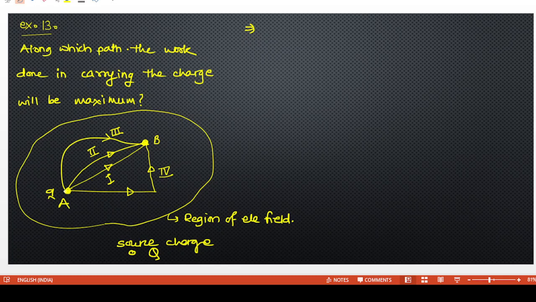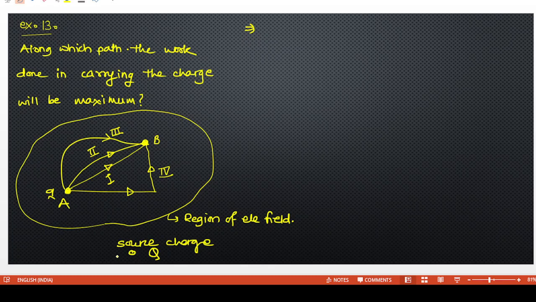You have to move the charge small q from point A to point B. Now while moving charge q from point A to point B, there is already a force on small q because of capital Q. Why? Because small q is present in the electric field of capital Q. So capital Q will apply force on small q. You have to apply an equal and opposite force on small q, and you have to move it without accelerating from point A to point B through different paths.